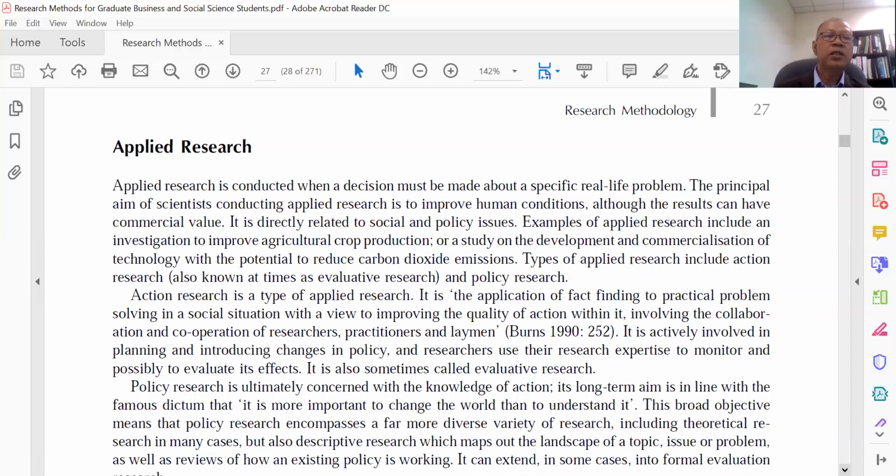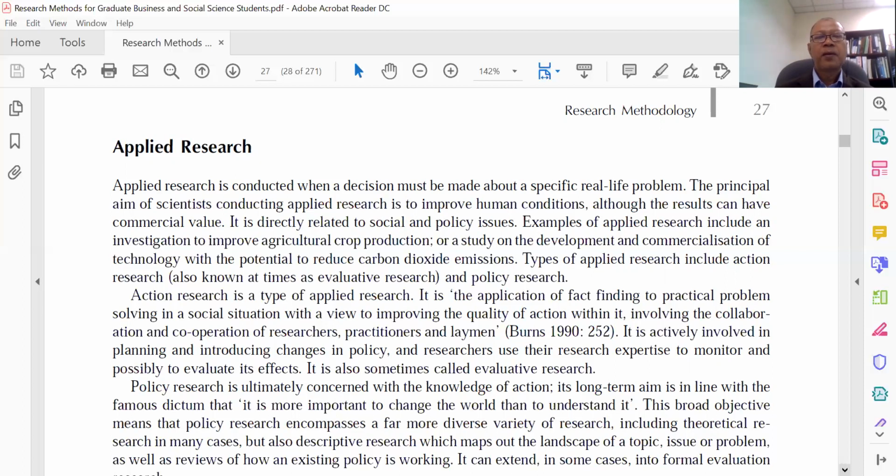For example, investigation to improve agricultural crop production, or a study on the development and commercialization of technology with the aim to reduce carbon dioxide emissions, or the research on how to solve the problems of decreasing demand for certain products and how to improve the production and the marketing strategies in order to increase the sales of the products.